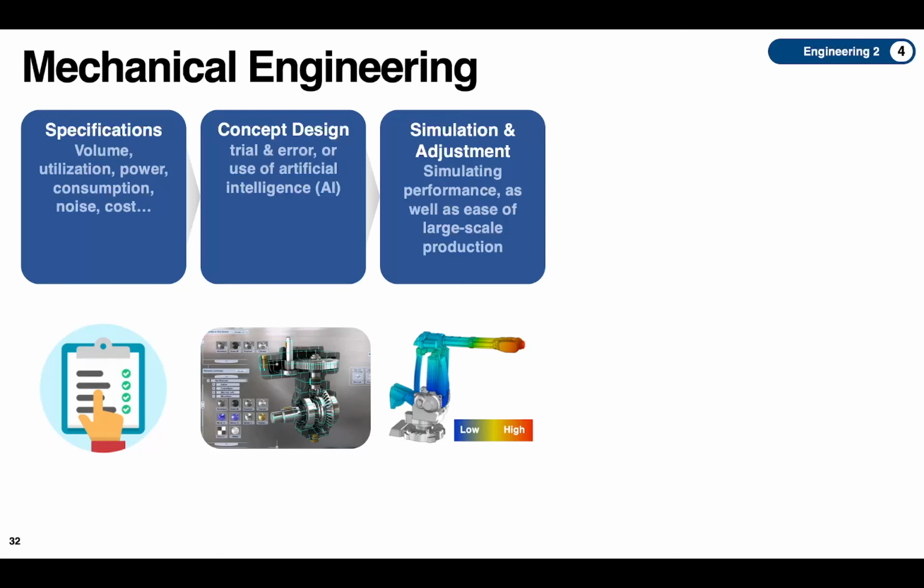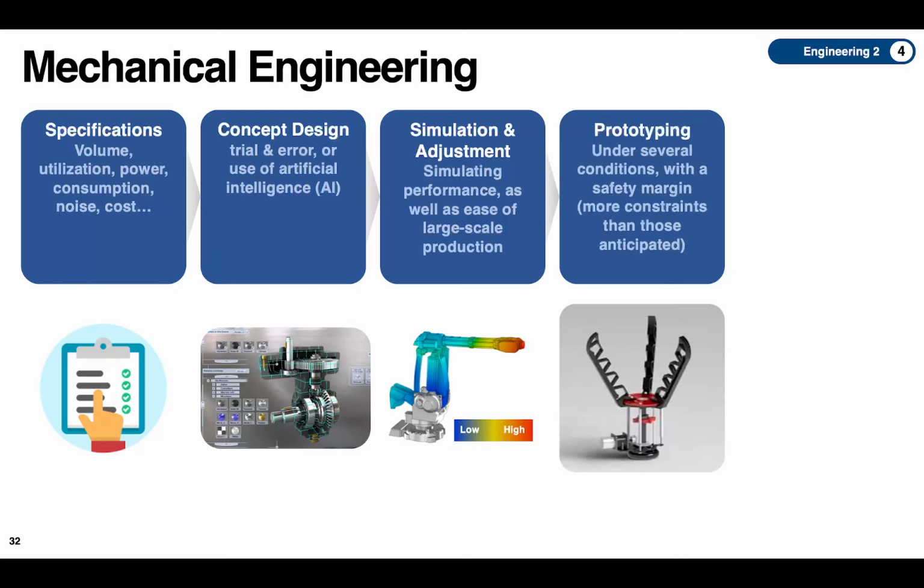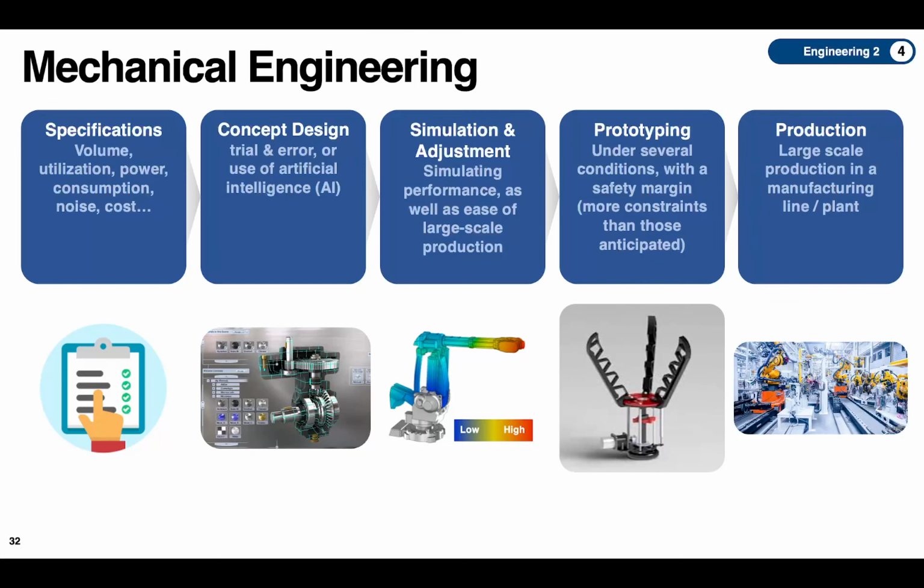So once the designs are selected, they will then be produced on a small scale in what's called prototypes. So small scale products, and they will be tested in conditions as close to the real world as possible, in order to again find potential ways to improve the performance, as well as improve the manufacturability at large scale. And so once that is done, the design is agreed upon and moved into large-scale production. So this is a general overview of mechanical engineering.